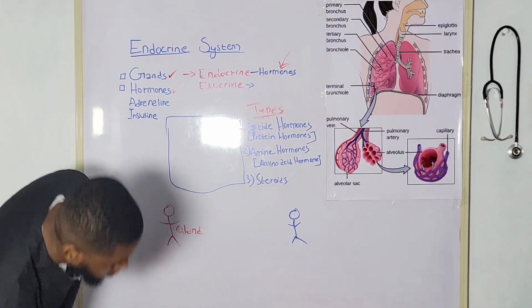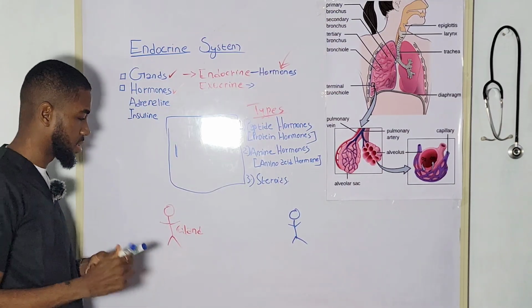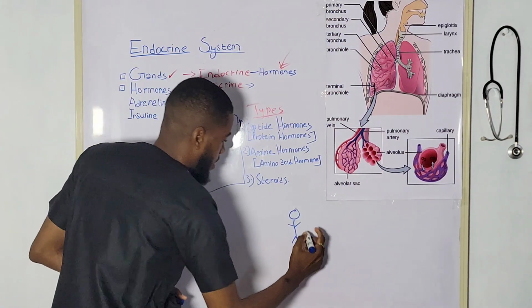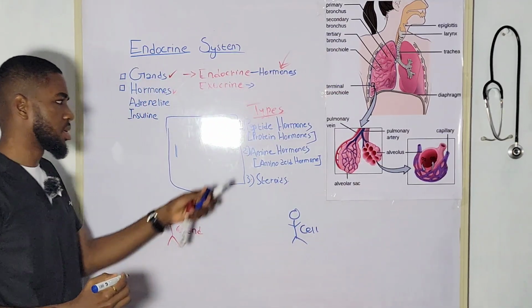Now, walk with me. Hold on. I want the cell to represent another individual. This is a cell. Now, let us come here.